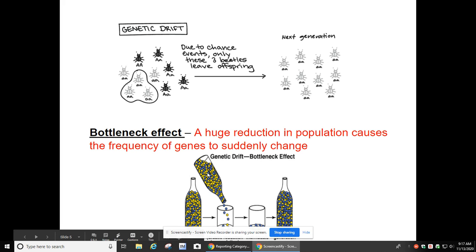Another scenario is what happens if I pour some of these into a different jar and I get all blue. So the blue traits are the ones that are going to be passed on to the next generation because the yellow ones have died in that forest fire. It's showing that the frequency of genes is going to change when there's a drastic reduction in population, usually from natural disaster or disease. This is a good way to look at it because I'm just taking a small portion of all of these individuals, and only the ones that are left after this natural disaster are going to be able to reproduce. And then those genes are the genes that are going to be passed on for generations to come.